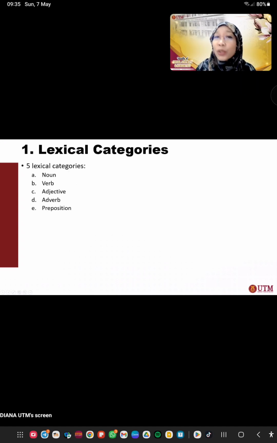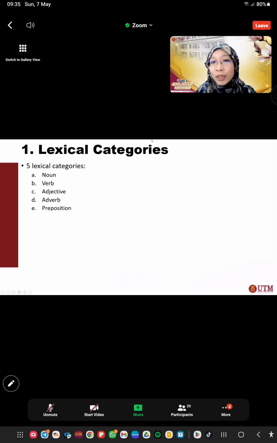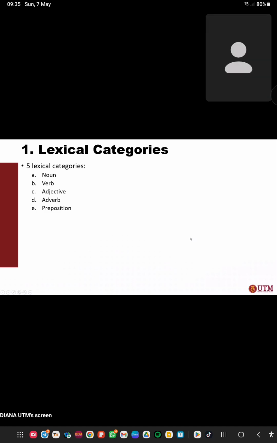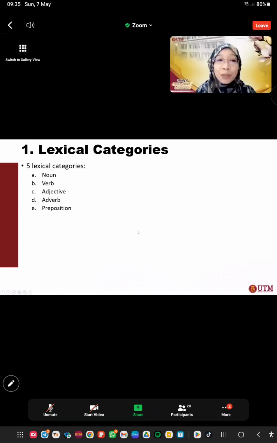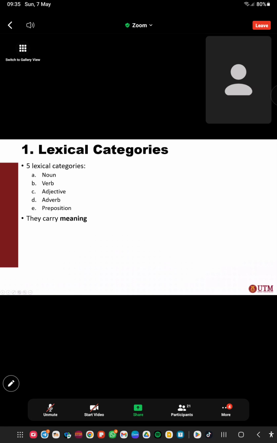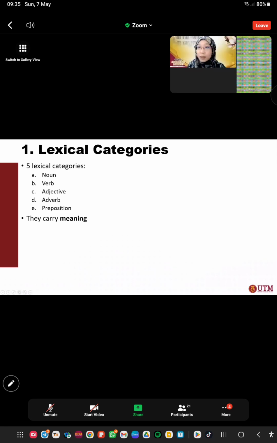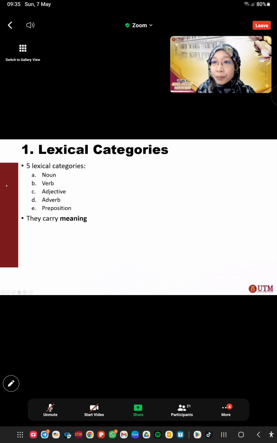Now, when we talk about lexical categories, we're actually talking about 5 different ones. I think you recognize them as parts of speech. We talk about noun, verb, adjective, adverb, as well as preposition. So these are the main lexical categories. And what they do is carry meaning, right? They carry meaning with them.